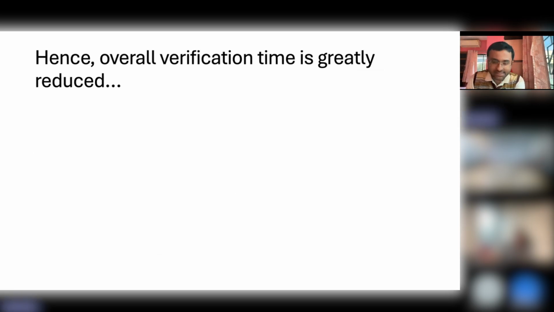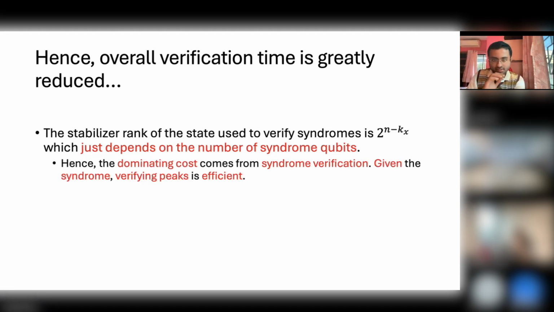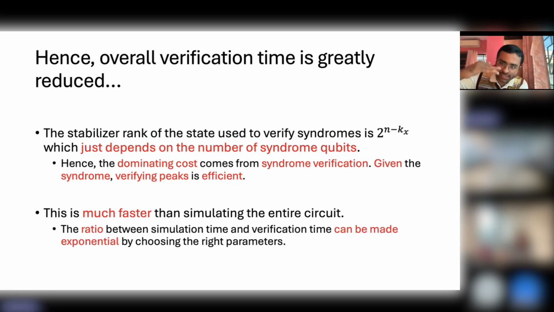So the verification time is greatly reduced because the stabilizer rank of the state that we use to keep track of the syndrome marginals just depends on the number of syndrome qubits. So the dominating cost comes from syndrome verification, because once we have the syndrome, verifying peaks is polytime. This is much faster than simulating the entire circuit. And the ratio between these two times, say simulation time and verification time, can be made very large.